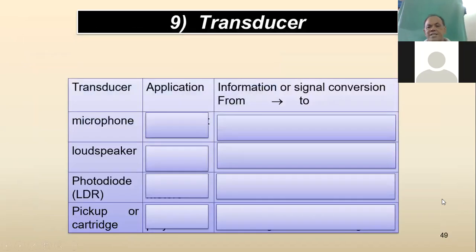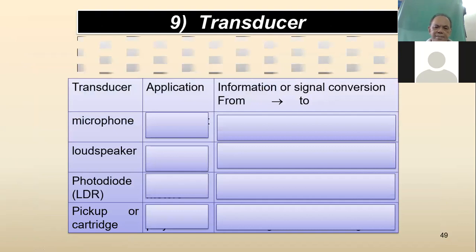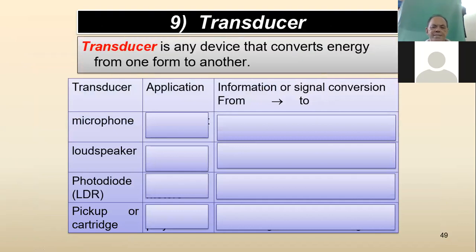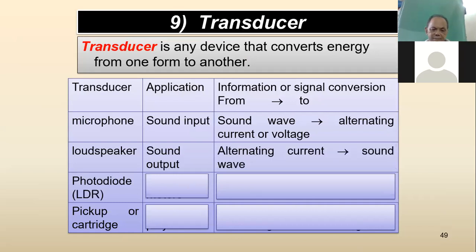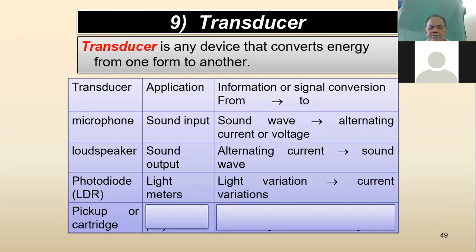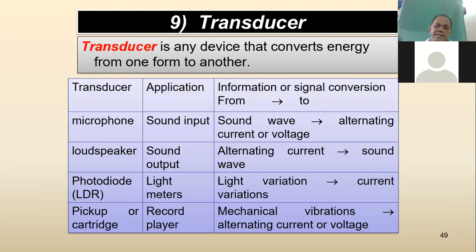Mechanical casting. So we can summarize about transducers: any device that converts energy from one form to another. Microphone, we convert the sound input into alternating current or voltage. Loudspeaker, it converts the alternating current to sound wave. LDR, we use in light meters. Variation in light intensity converts to current variation. Pickup cartridge of a record player: as the needle moves up and down, mechanical vibration is converted to alternating voltage or current. So these are various transducers.